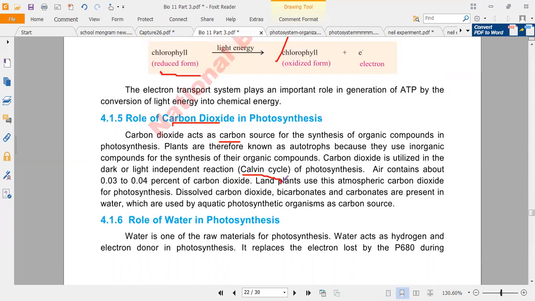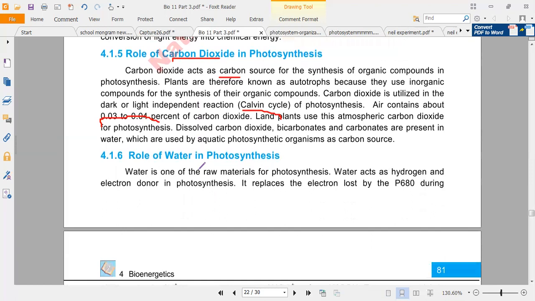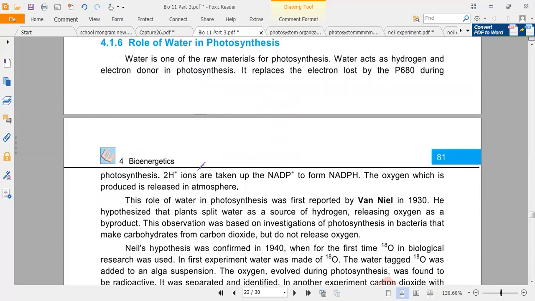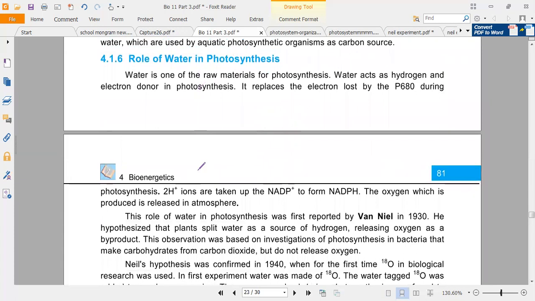The air has almost 0.3 to 0.4% carbon dioxide, which is taken in by the plants, dissolved in the water, as well as taken in through the stomata of the plants. That is then changed into glucose, which is the reduced form of carbon dioxide.